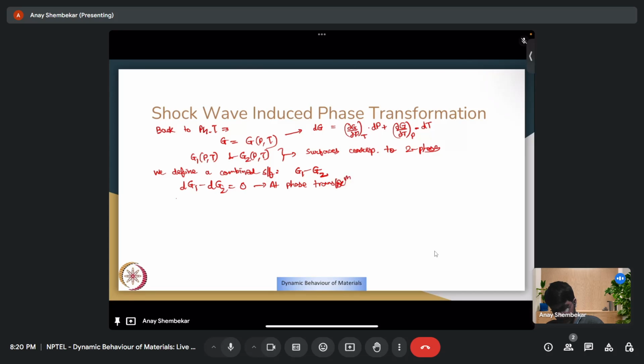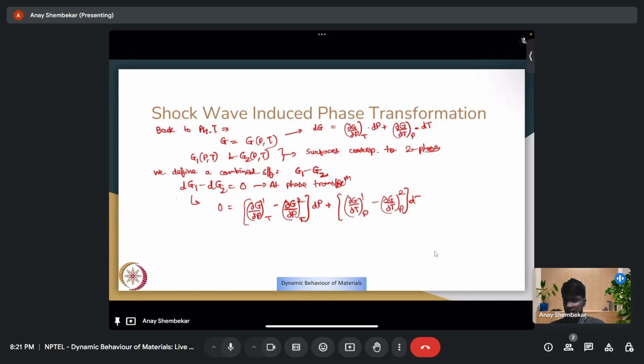dG1 minus dG2 can be written as the partial of G1 with respect to P at T minus the partial of G2 with respect to P at T, times dP, plus the partial of G1 with respect to T at P minus the partial of G2 with respect to T at P, times dT. So 0 is equal to (V1 minus V2) times dP plus (minus S1 plus S2) times dT. Rearrange this equation and you end up with dP by dT equal to delta S by delta V. So another interesting equation associated with phase change transformation.